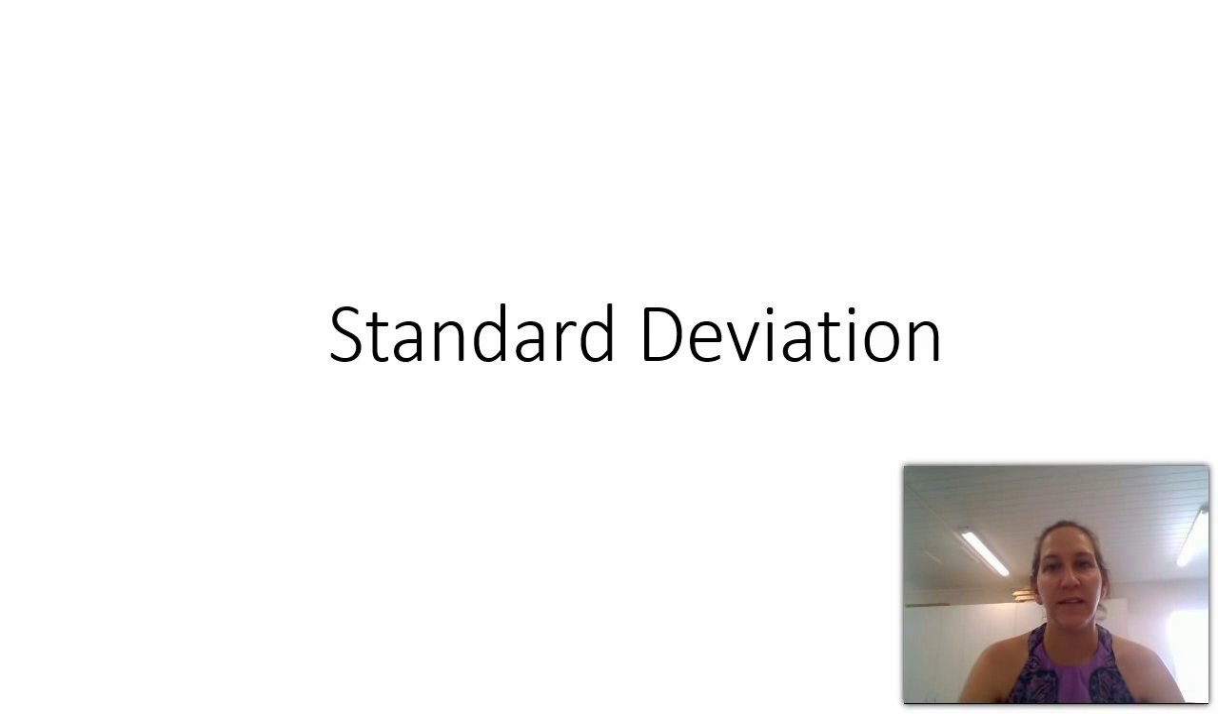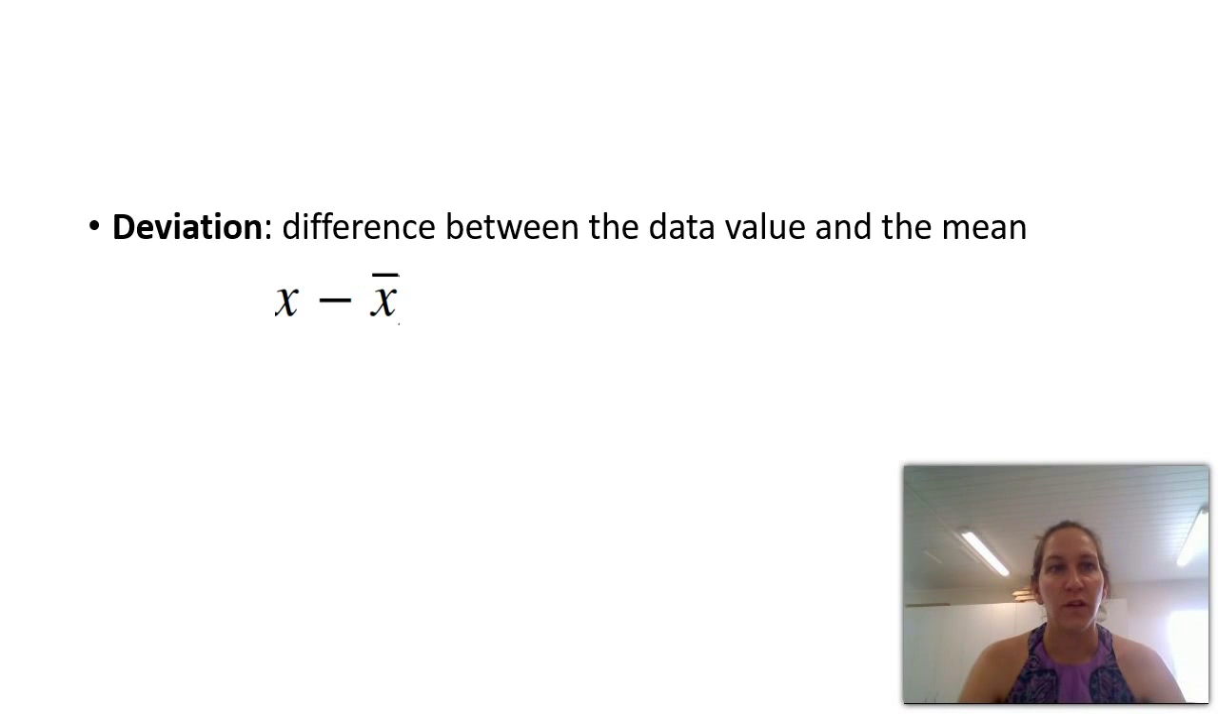In this lesson, we're going to look at standard deviation. So first we need to look at the term deviation. Deviation is the difference between the data value, so the actual number that you have, and the mean, which you'll end up having to find yourself.